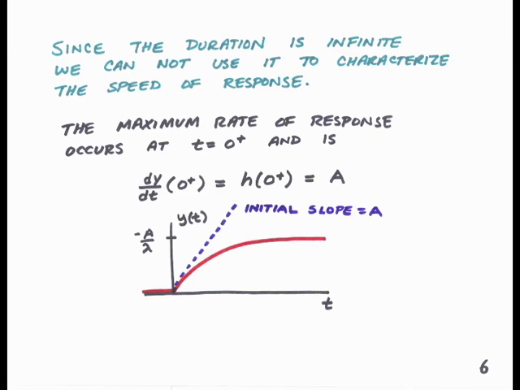I'll now clarify how we can solve this problem. I'll start by noting the maximum rate of response occurs at time t equals 0 plus, and that maximum rate of response is a, which is the coefficient in the impulse response, a e to the lambda t. This maximum rate of response is the initial slope of the response curve.